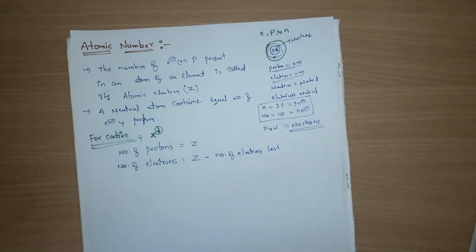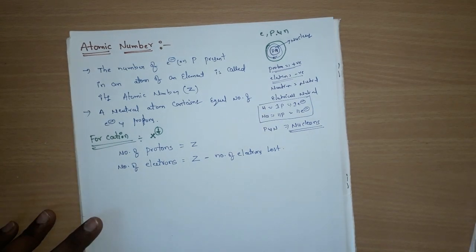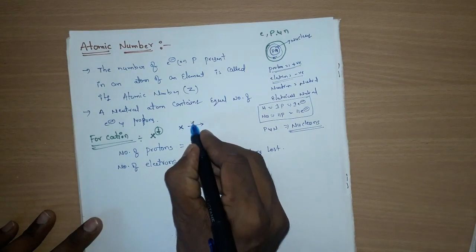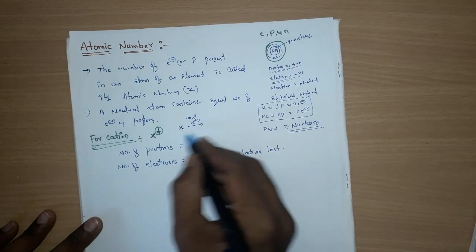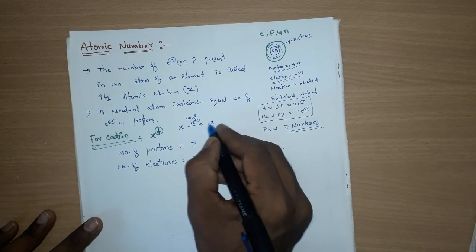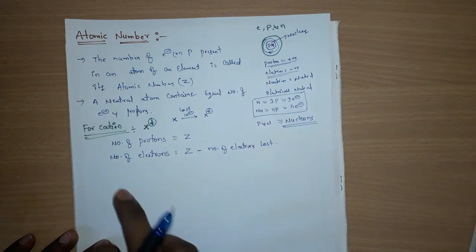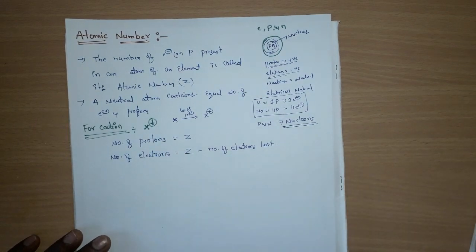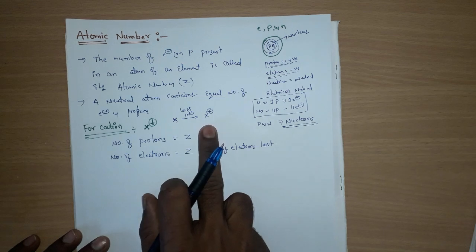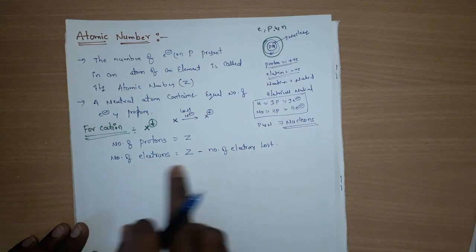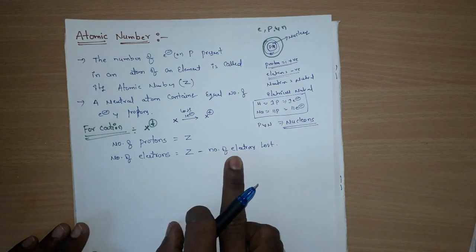When a neutral atom loses electrons, it will give cations. For example, this is a neutral atom. When this neutral atom loses one electron, the atom gets a positive charge. When an atom loses electrons, the positive charge indicates loss of electrons. So the number of electrons is equal to Z minus the number of electrons lost.